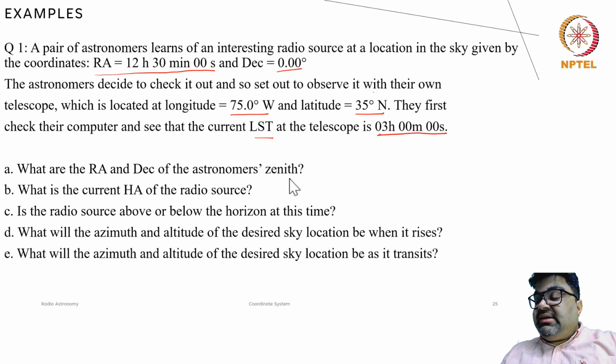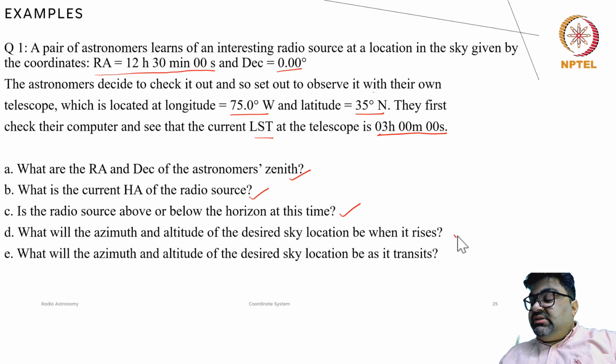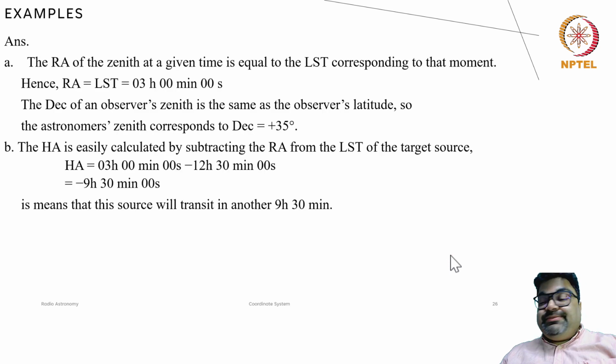The RA and dec of the astronomer's zenith. What is the current hour angle of the radio source? Is the radio source above or below the horizon at this time? What will be the azimuth and altitude of the desired sky location when it rises, and what are the azimuth and altitude of the desired sky location as it transits?